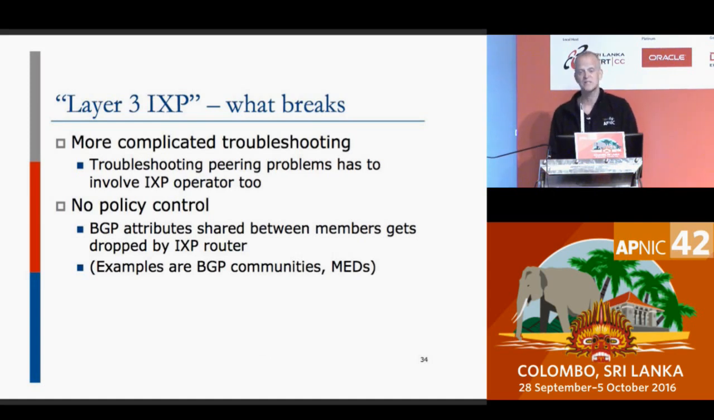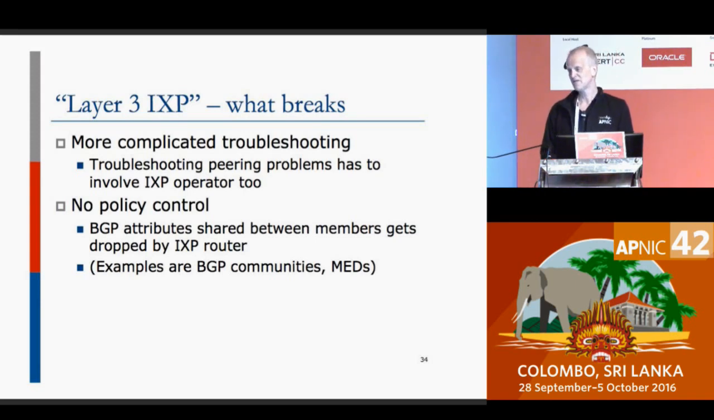Troubleshooting peering problems has to involve the operator as well, and there's no real policy control. BGP does best path, and of course, best path is not necessarily what you want in some of your peering sessions. Never mind BGP attributes. BGP attributes get dropped by the router in the middle, things like communities and MEDs, and so forth. It's just generally bad all around.